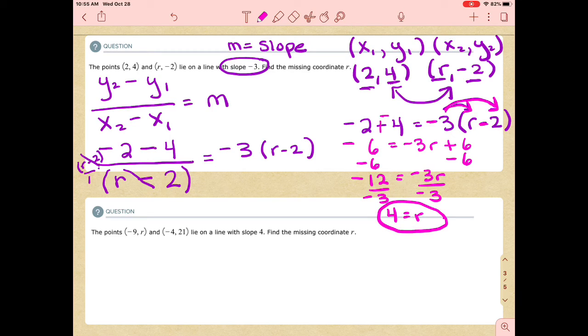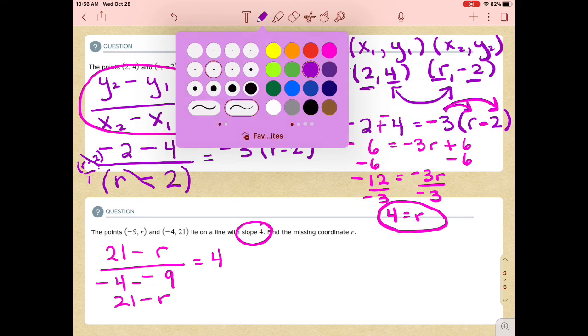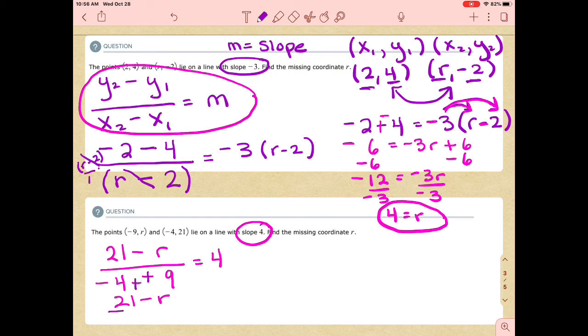Here's one more example. I'm going to use the same formula, and I'm going to plug in numbers. 21 minus r over -4 minus -9. Watch out for that. The minus is in the formula, so you still have to put the minus from the 9, equals slope. Okay, let's do the math on the bottom here and simplify this a little bit. Minus a negative is plus a positive, so this is actually a +5. Remember, it's fine to use your calculator.